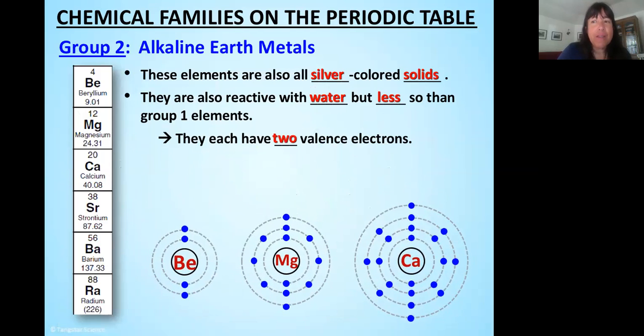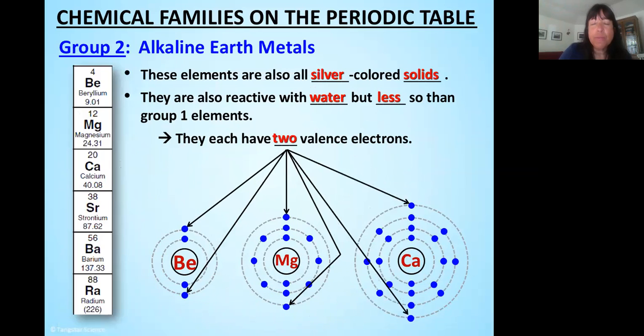Looking at these atoms, those blue dots are the electrons. If I look at beryllium, that last circle has 2. Magnesium, the one that's furthest from the middle, has 2. And calcium, the same. They each have 2 valence electrons, outer energy electrons. You're like, so? Remember, it's stable when there's 8, or like in beryllium's case, there's only going to be 1 ring or 2.